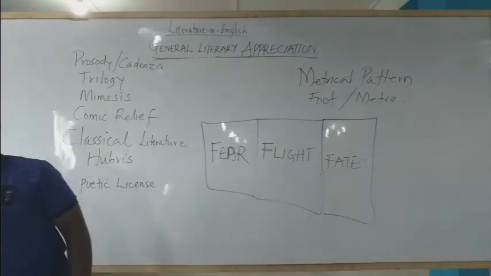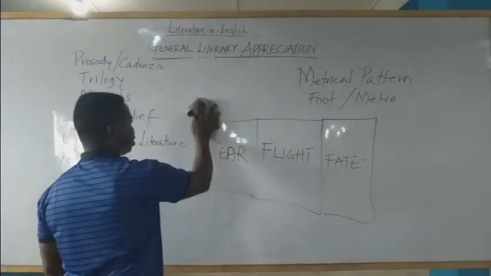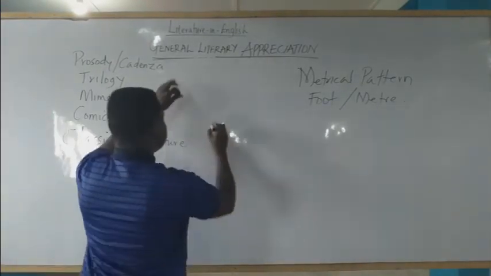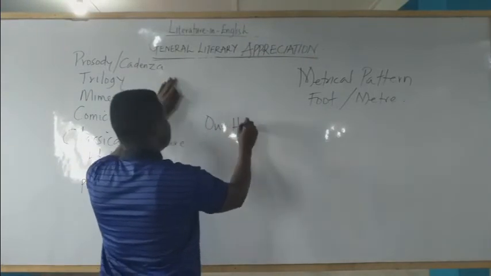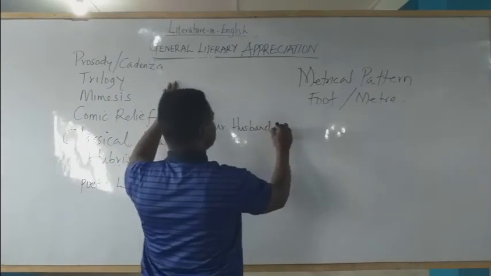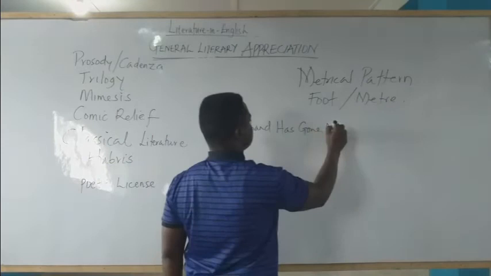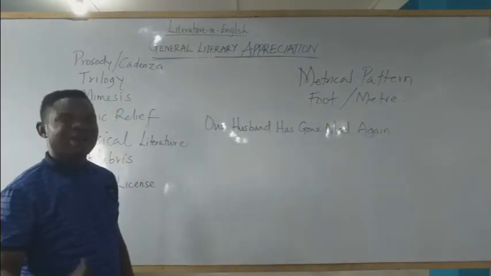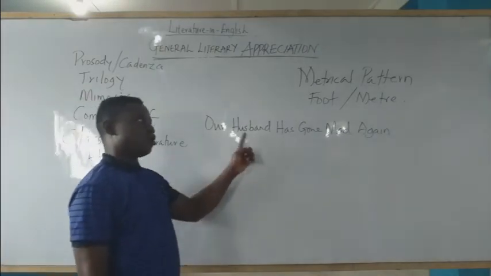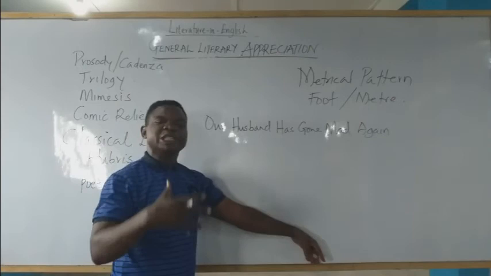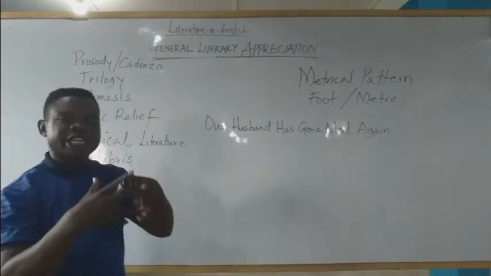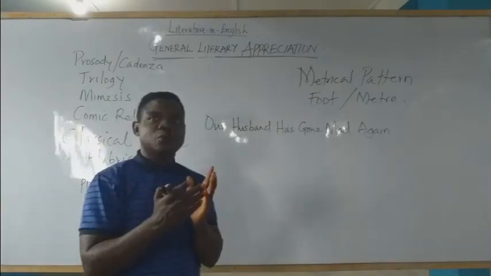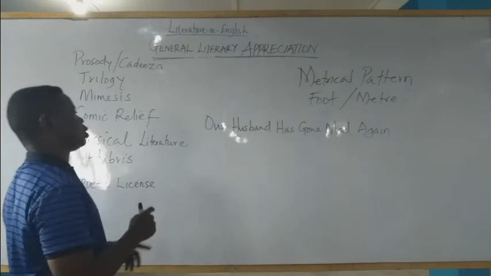Also, read this play titled Our Husband Has Gone Mad Again, written by Olugbola. But this play is a trilogy. Why? We have three plays in one booklet. We have Our Husband Has Gone Mad Again, then two other plays in the same booklet, making it three connected plays. Hence, in literature, a trilogy is defined as a group of three connected plays in one. That's what is called trilogy.